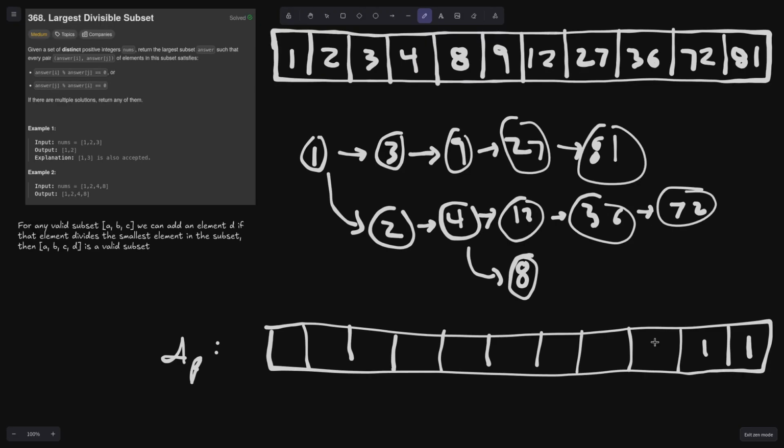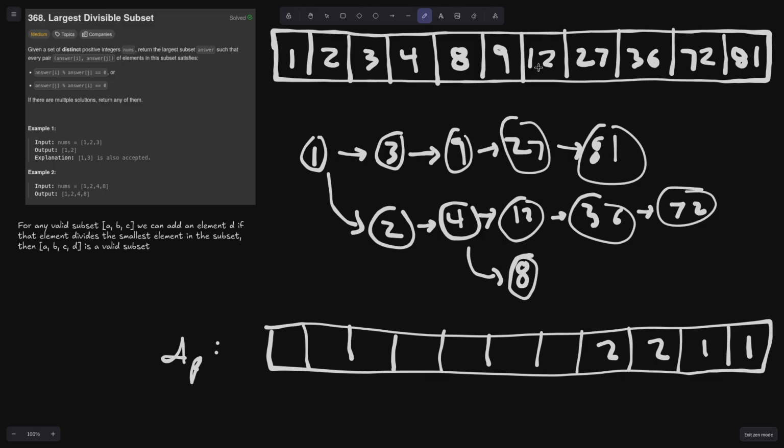Okay, does 36 divide 72 or 81? 36 does divide 72, so we could say 36 is the subset of 72 plus 1, so 2. Okay, does it divide 81? No. All right, what about 27? 27, we move along. Does 27 divide 36? No. Does 27 divide 81? Yes. So we go find the value at dp of 81, and then we add 1 to it, so 2.